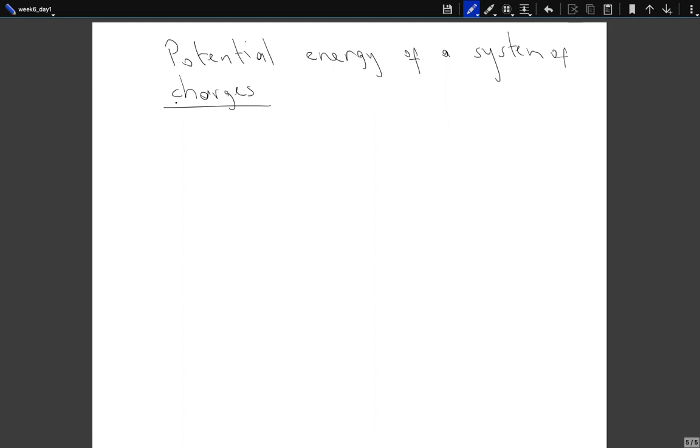What is the potential energy of all of them? Well, let's start with the simple cases. One charge, no potential energy. So to bring that charge from infinity, we didn't do any work on the system. Let's say we have 2 charges. Then this is the potential energy.